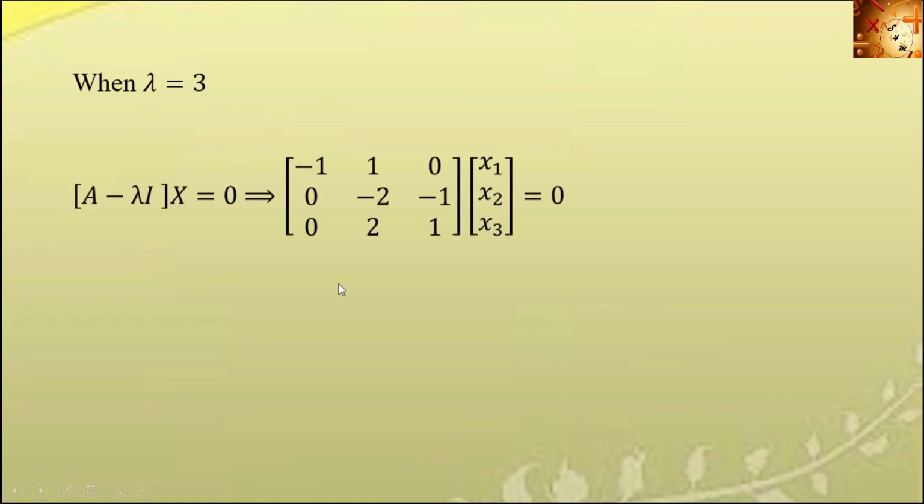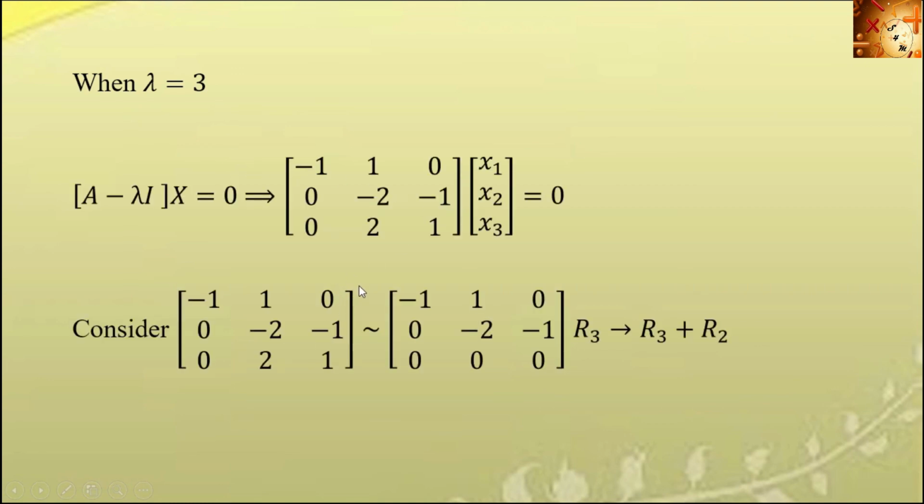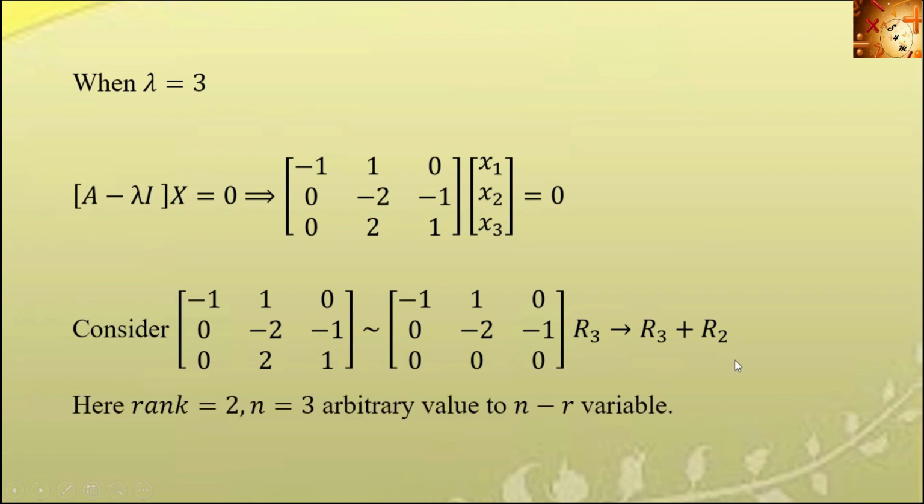Next we are finding the eigenvector corresponding to lambda equal to 3. This is the matrix. Here also we are finding the rank. The first non-zero element is minus 1. All the elements below are 0. Then moving to the second row, the non-zero element is minus 2. So we want to make this 2 as 0. The transformation is this one. The last row is completely 0. Here rank is equal to 2 and n equal to 3.